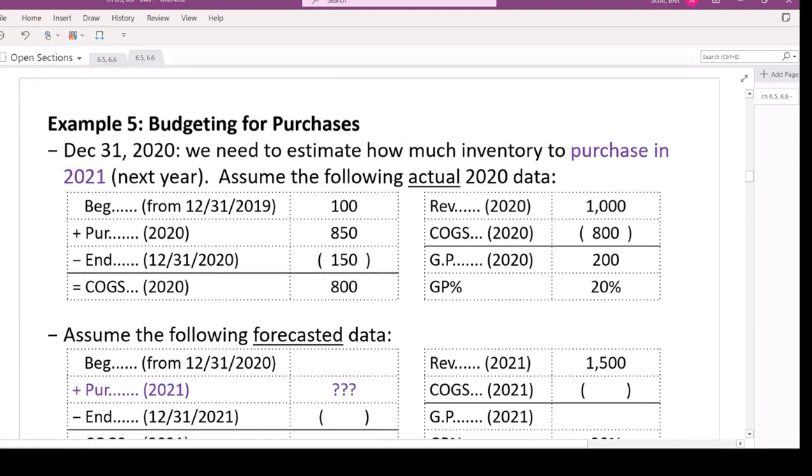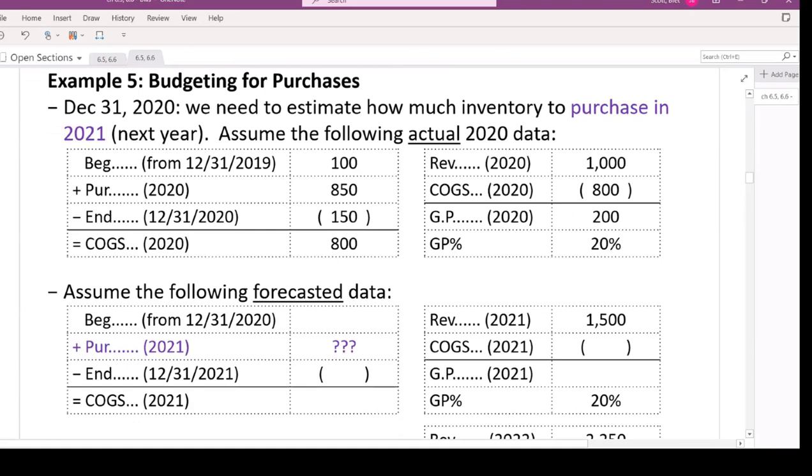So down below, I'm going to give you a series of information. Don't get overwhelmed by this. You have to take it little by little. Imagine it's December 31st, 2020, and we need to estimate how much inventory to purchase in the next year, 2021. We have actual records, actual data, and that's accurate. We had beginning inventory for 2020 of 100. We added 850. We had an ending balance of 150.